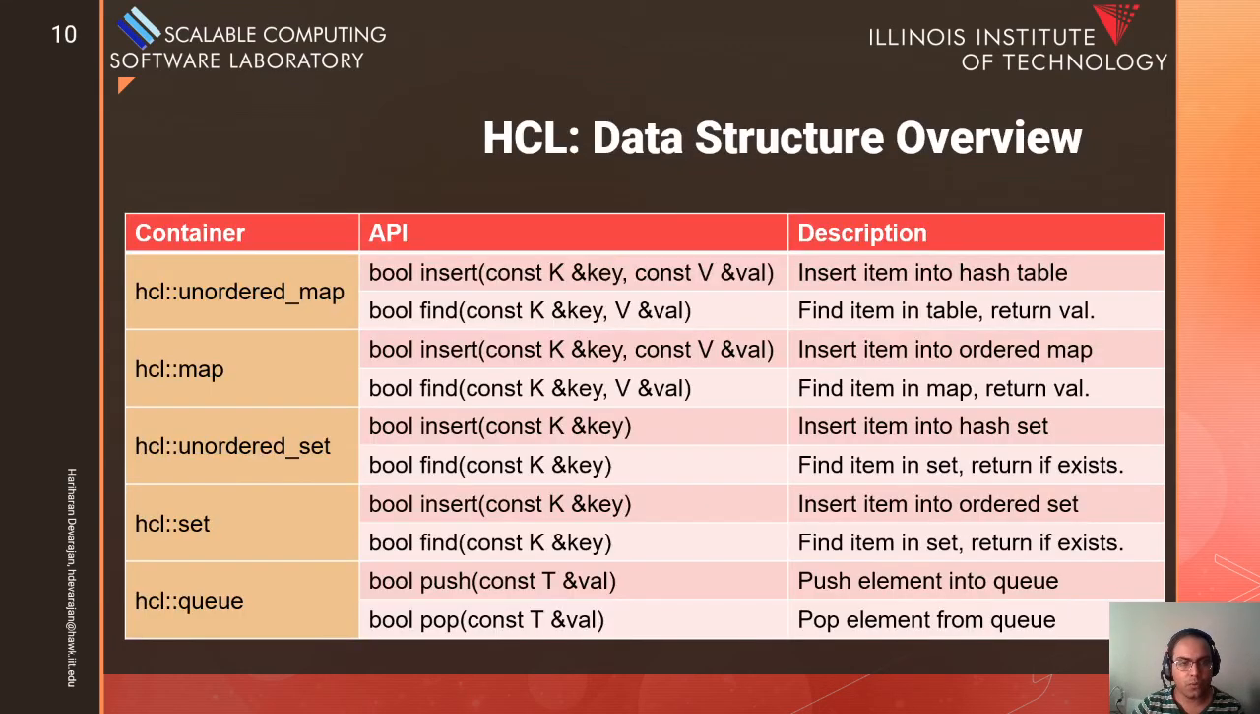This is an overview of some of the data structures which are supported within HCL. As it can be seen, map and set data structures support insert and find operations, and queue supports push and pop operations. These data structures are analogous to STL data structures within C++.